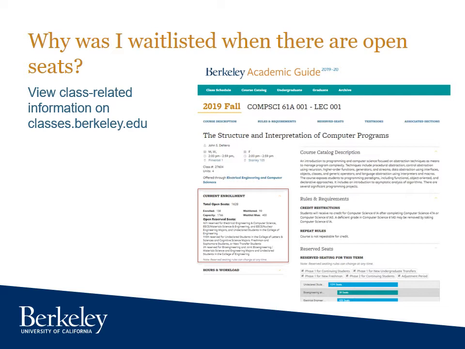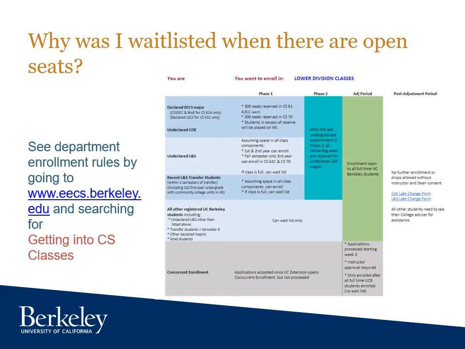Now, if you're an incoming student and this is a lower division class, it doesn't apply to you quite so much. We do still have some reserved seat capacities for incoming students, but you'll see it listed here at classes.berkeley.edu. Also, if you want to know more about what are these student populations that we hold seats for, you can go to the eecs.berkeley.edu website and do a search for getting into CS classes. And that's where you'll be able to see this chart, and then you can study it at your own leisure.